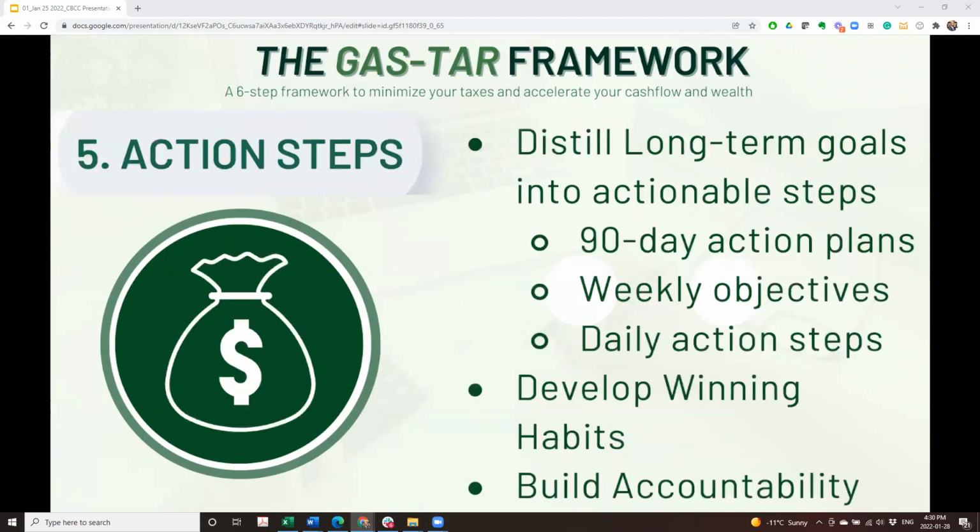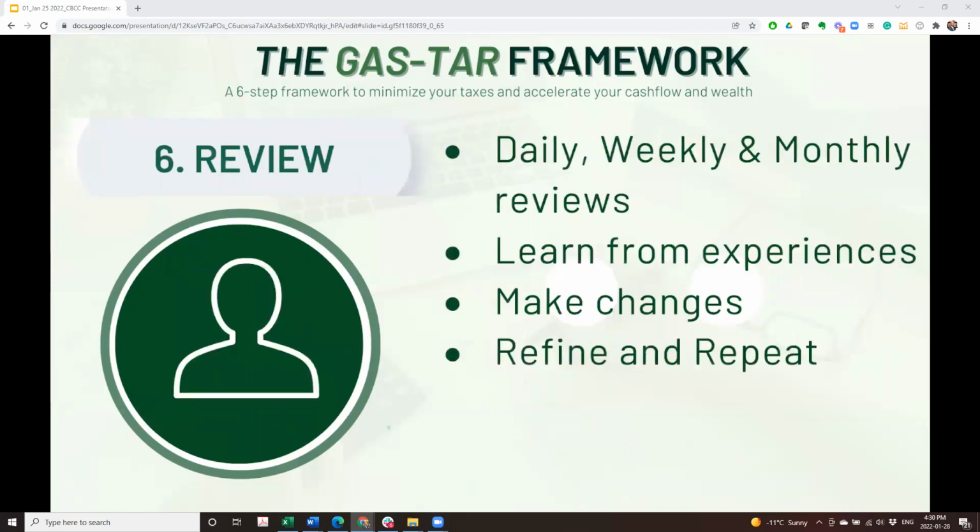In the fifth step, we're going into action. This is where you're distilling all your long-term goals into actionable steps. There is a great quote by Abu Bakr where he says, without knowledge, action is useless, and knowledge without action is futile. So sometimes you need to get into action. You have to first figure out what is stopping you from taking action. Is it distraction? Is it lack of a structure or system? Is it a lack of accountability? Once you start looking at all these things, you begin to develop winning habits, and then you begin to build accountability that will allow you to achieve the results that you want.